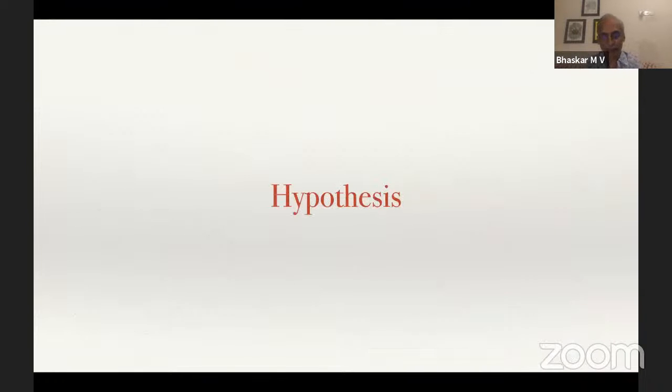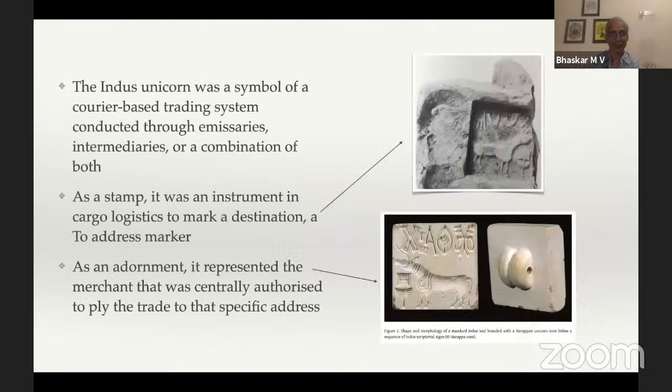So now I come to my hypothesis, having placed in front of you what has been said by the others. And that hypothesis is the Indus unicorn was a symbol of a courier-based trading system conducted through emissaries, intermediaries, or a combination of both. This is different from a modern courier-based trading system where the courier is a separate institution in itself and it has its own methods and administration.